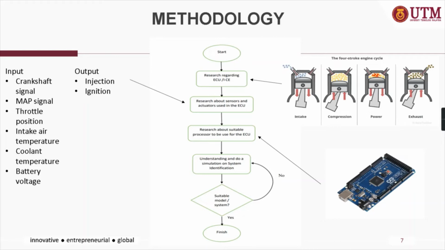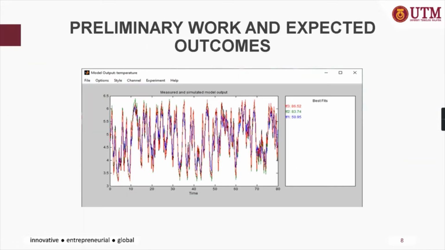Methodology. This is the proposed flowchart for this project. The first step is to do some research regarding the ECU and internal combustion engine. The second step is to do some research about sensors and actuators used in the ECU. The next step is to do some research about suitable processors that need to be used for the ECU. And we will proceed to understanding and doing a simulation on system identification.